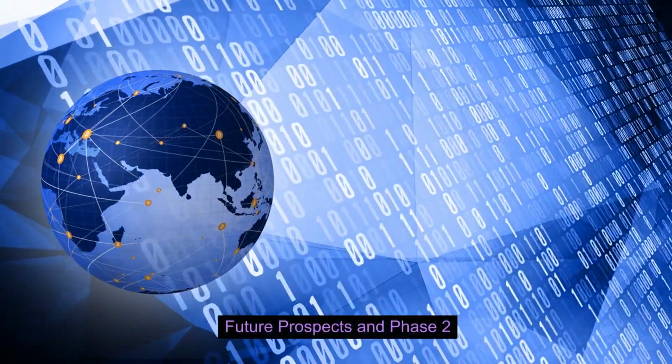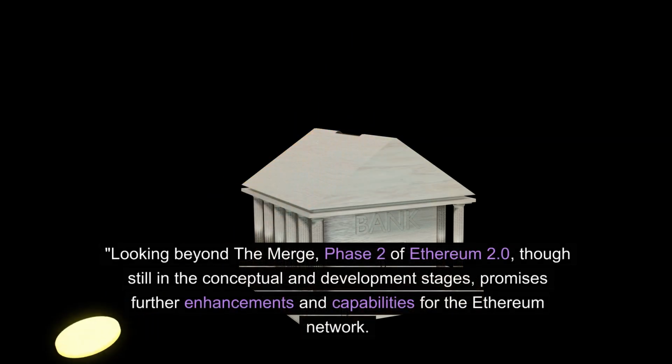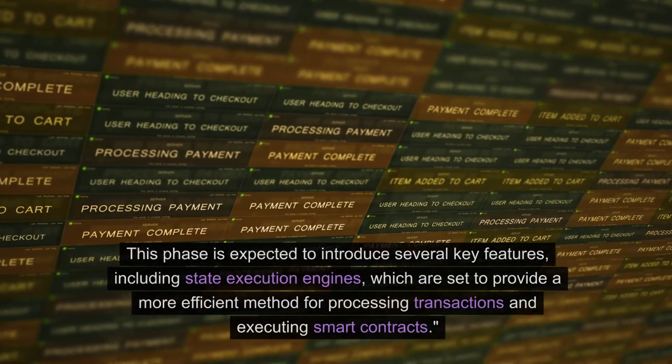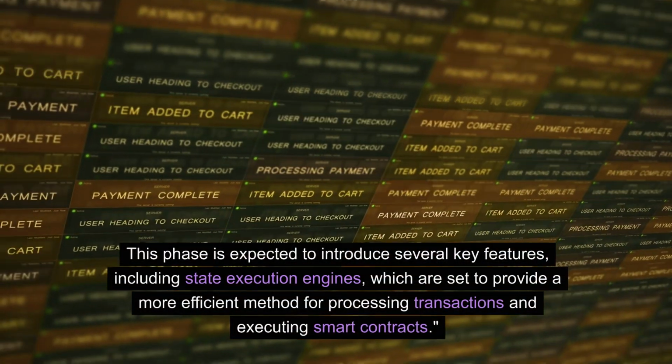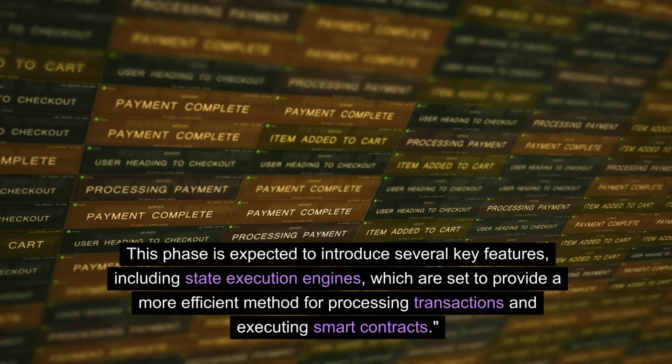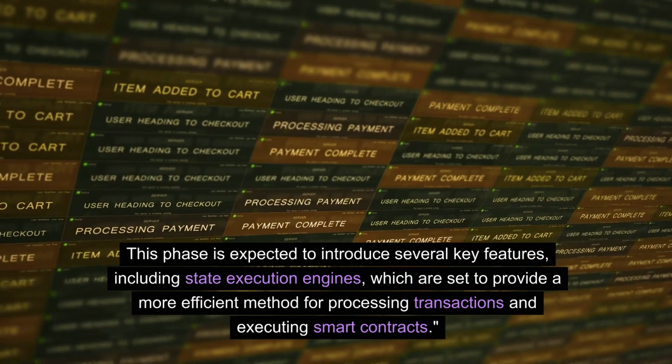Future prospects and Phase 2. Looking beyond the merge, Phase 2 of Ethereum 2.0, though still in the conceptual and development stages, promises further enhancements and capabilities for the Ethereum network. This phase is expected to introduce several key features, including state execution engines, which are set to provide a more efficient method for processing transactions and executing smart contracts.